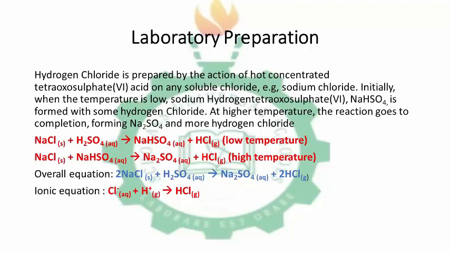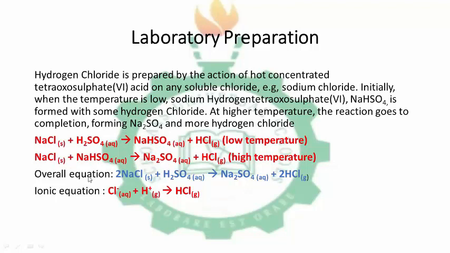Initially, at low temperature, sodium hydrogen tetraoxosulfate(VI), NaHSO4, is produced alongside some hydrogen chloride gas. Now this is the equation showing it. This is sodium chloride reacting with the concentrated tetraoxosulfate(VI) acid, forming NaHSO4, which is sodium hydrogen tetraoxosulfate(VI), and some hydrogen chloride gas, as you can see. At higher temperature, the reaction goes into completion, forming sodium tetraoxosulfate(VI), Na2SO4, and more hydrogen chloride. And this is the equation showing that.